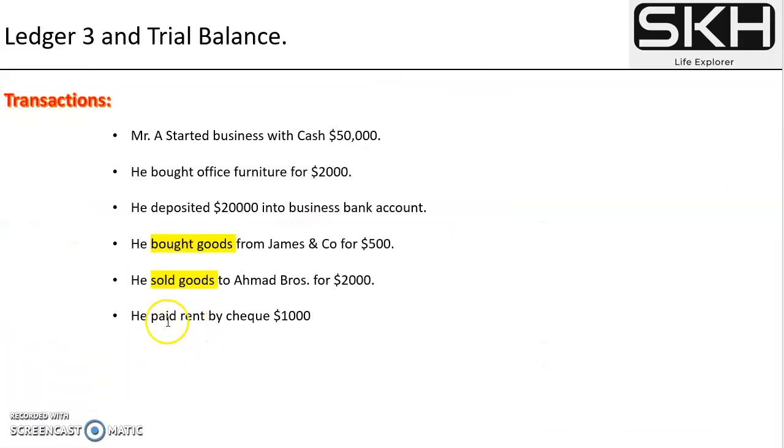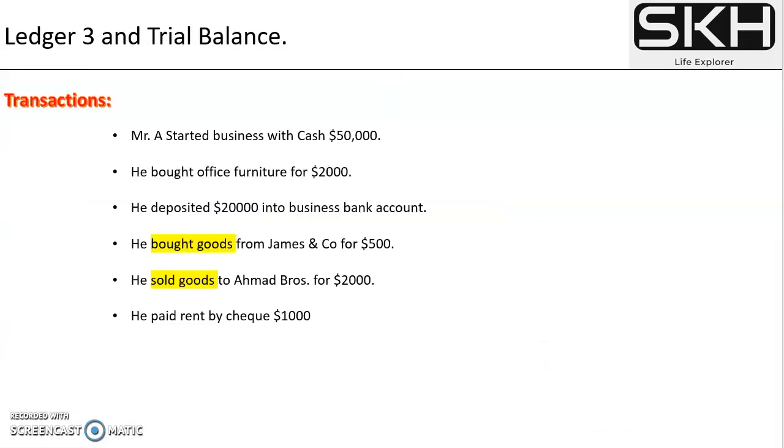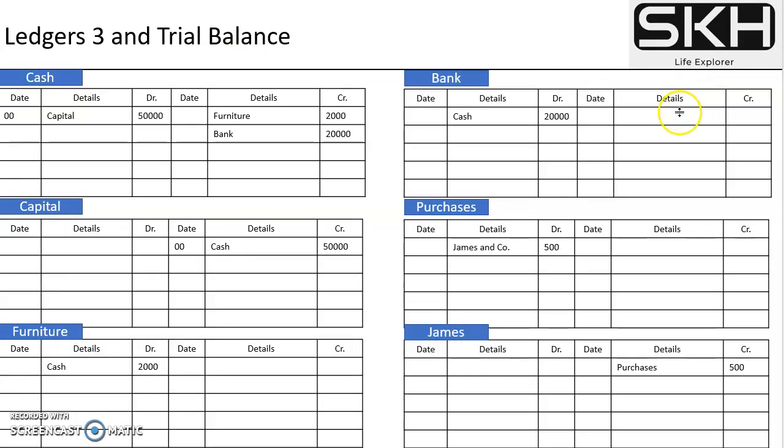Okay, one more transaction. He paid rent by check. So yes, he is paying rent. So I'll create another account here, rent account. So rent is expense, which is 1000. Rent is expense, and expense is always debit, and we are paying by check. So money is going out from the bank. So I'll go to the bank account, and I'll make here 1000, and that is rent.